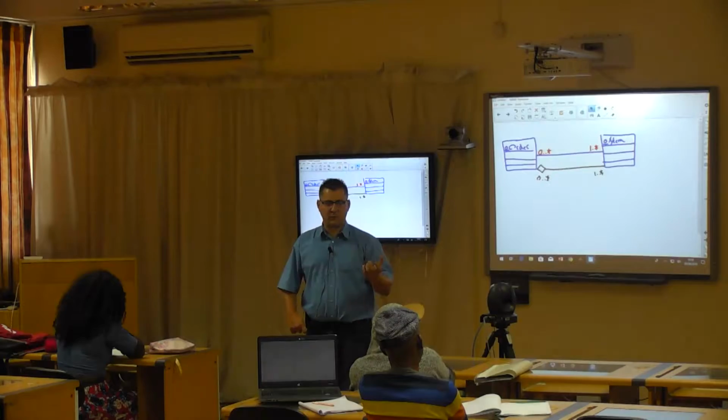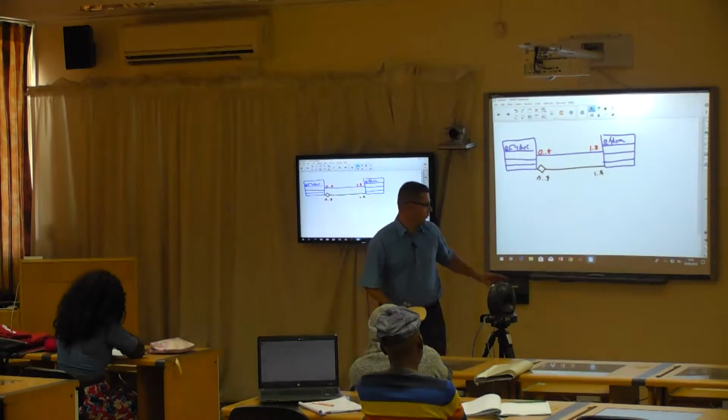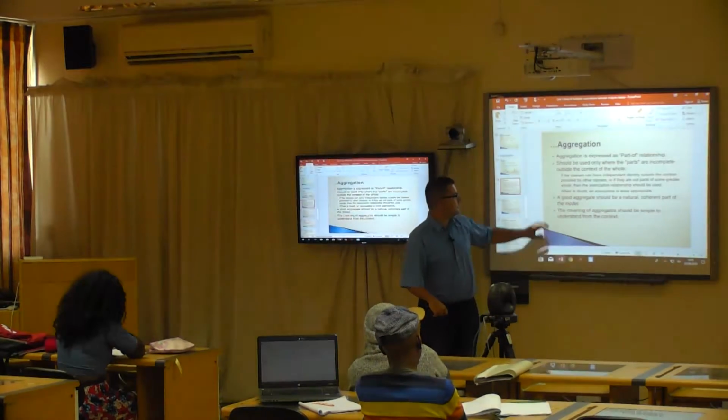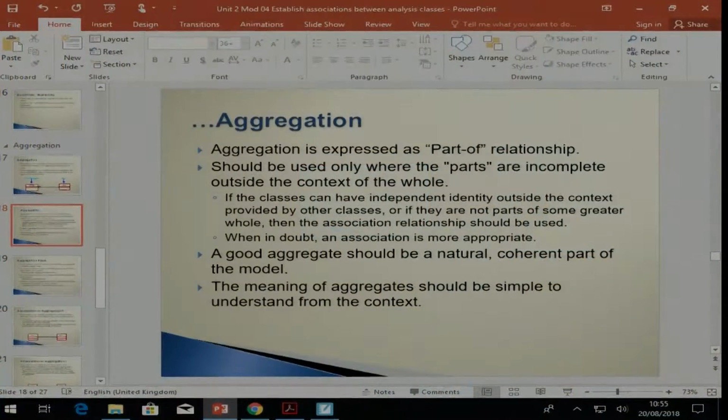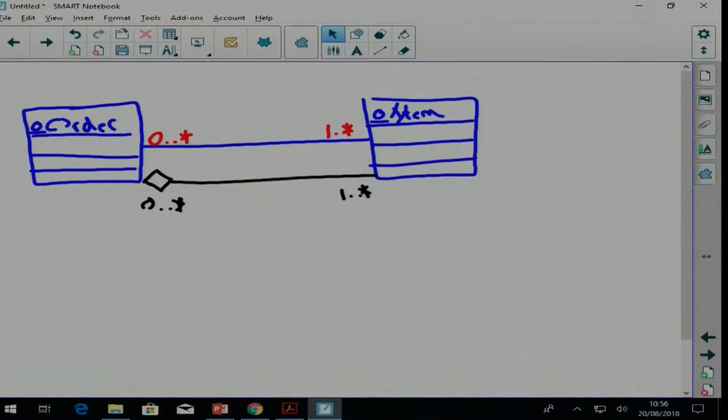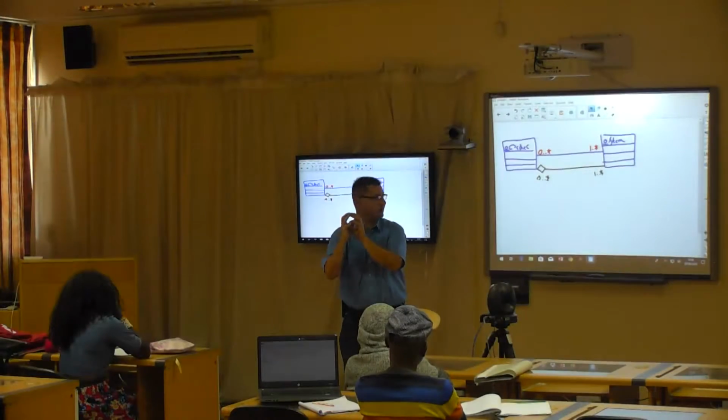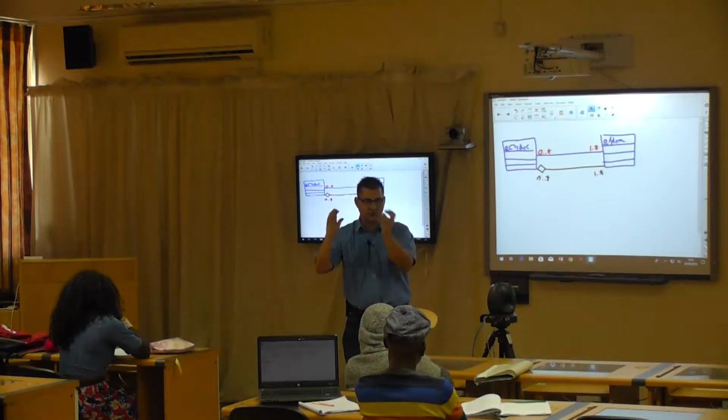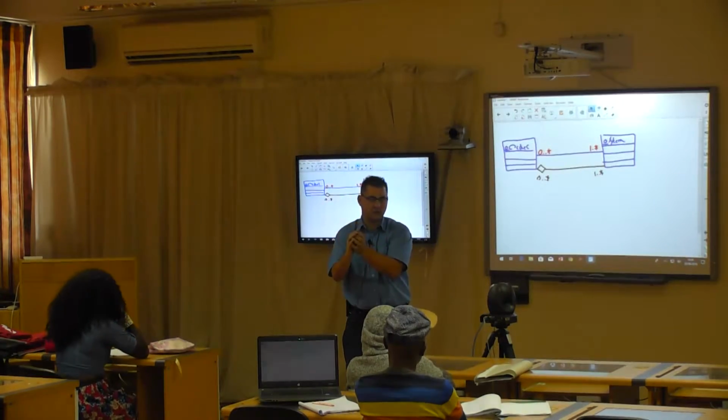So just be careful when you're using aggregation to also take into consideration the rule or the guideline which is stated there. It should only be used where the parts are incomplete outside the context of the whole. Okay, so what happened there? In that case, the item was already complete enough. It was in a lot more detail. Okay.